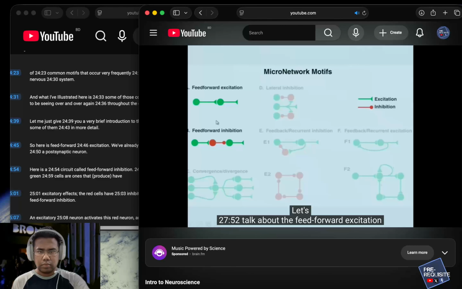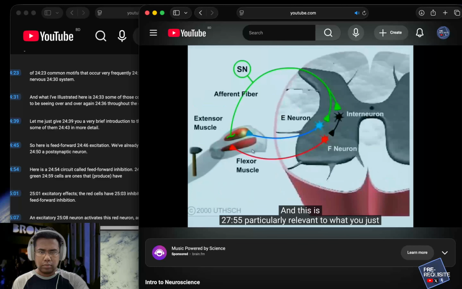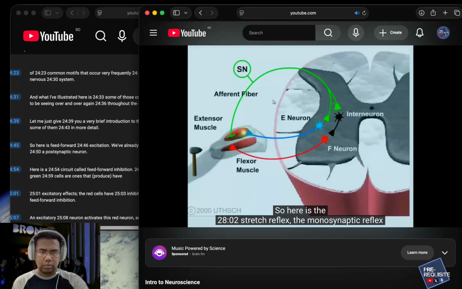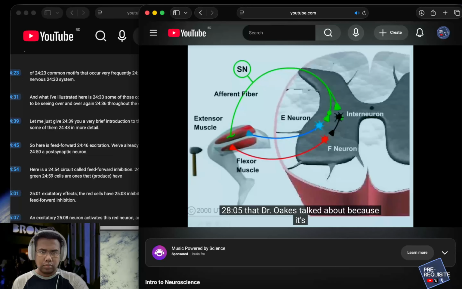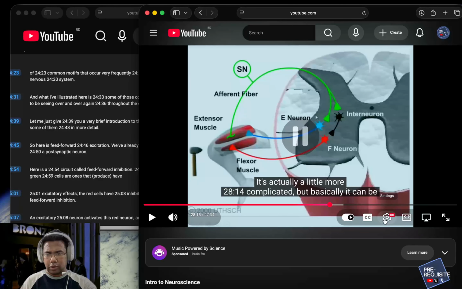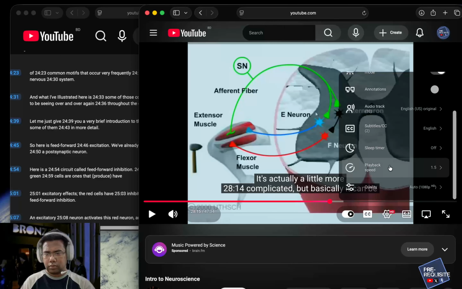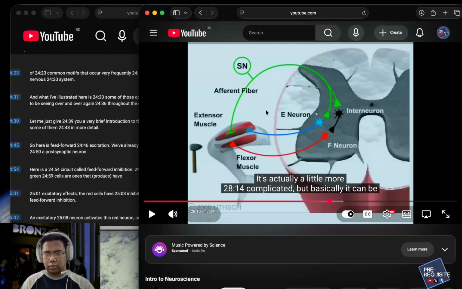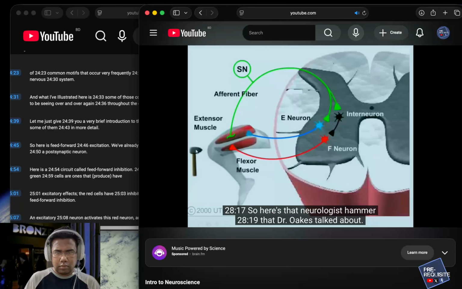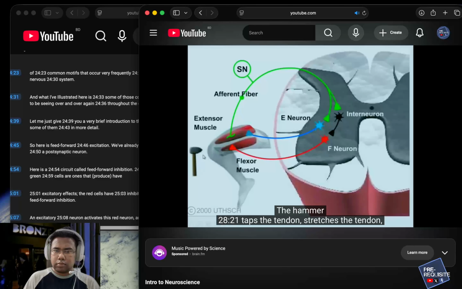Let's talk about feed-forward excitation and feed-forward inhibition, and this is particularly relevant to what you just heard from Dr. Oakes. So here is the stretch reflex, the monosynaptic reflex that Dr. Oakes talked about. It's called the monosynaptic reflex because it involves a single synapse in the spinal cord. It's actually a little more complicated, but basically it can be boiled down to that. So here's that neurologist hammer that Dr. Oakes talked about. The hammer taps the tendon, stretches the tendon, activates stretch receptors.